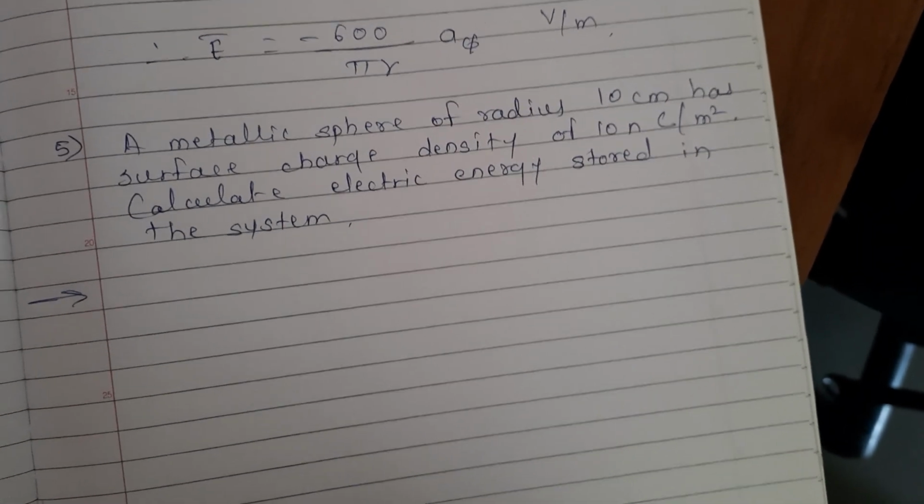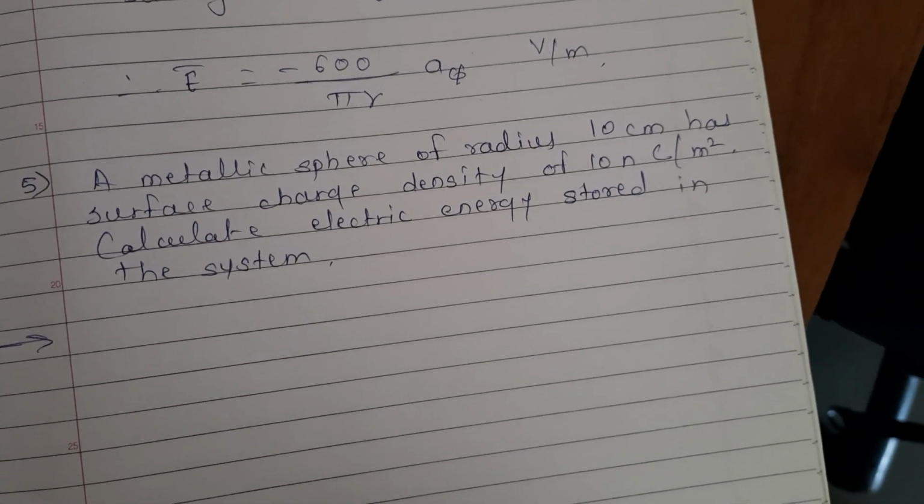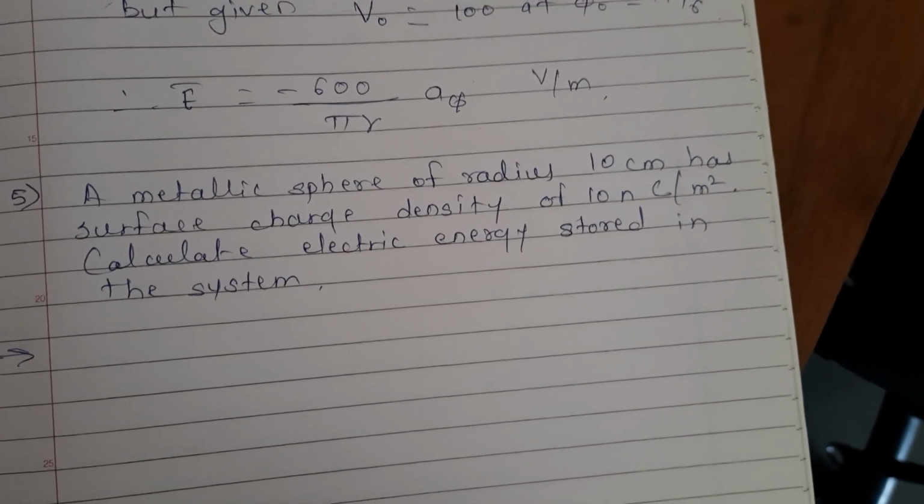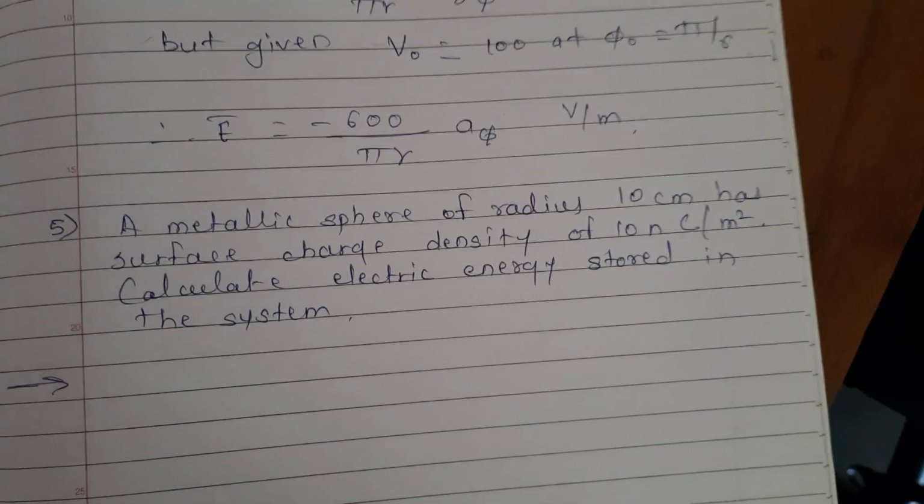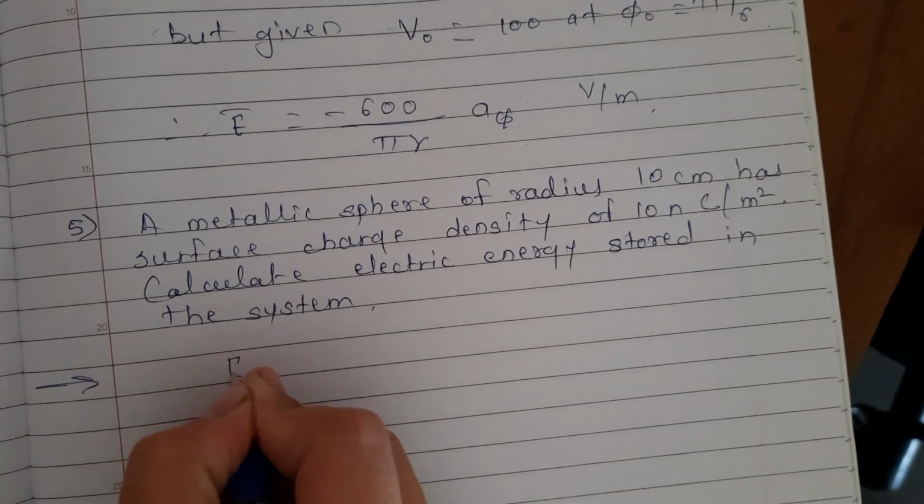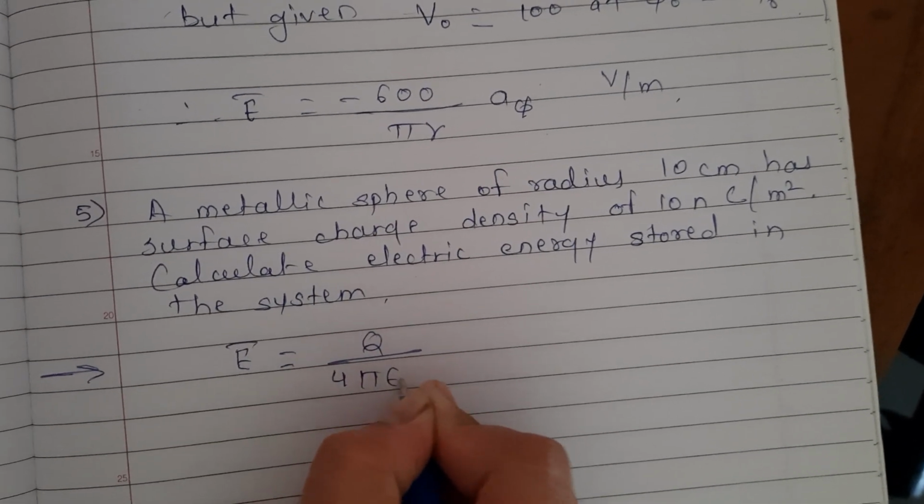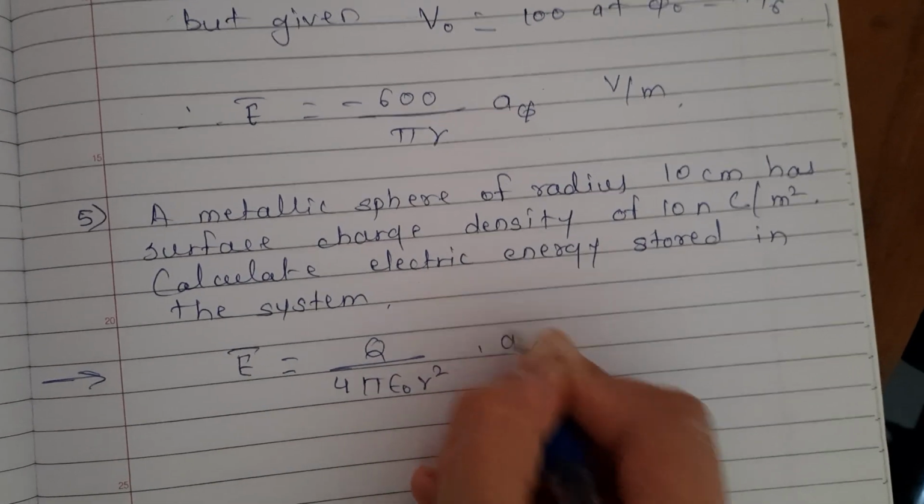Next problem: a metallic sphere of radius 10 cm has a surface charge density of 10 nanocoulomb per meter square. Then calculate the electric energy stored in the system. So in the case of a sphere, the electric field intensity is given by E bar is equal to Q by 4 pi epsilon 0 R square A R bar.